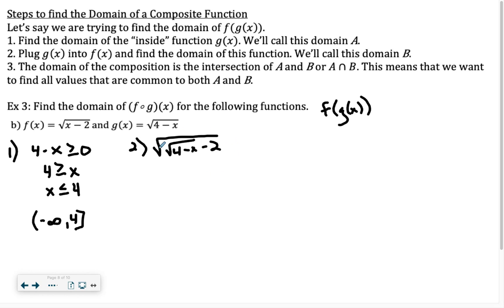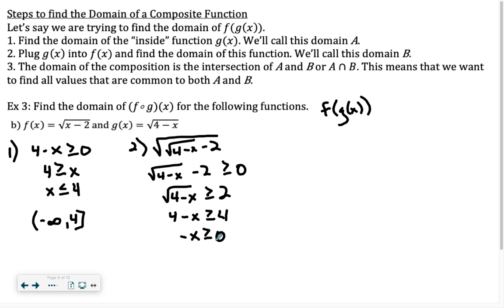Well, again, all we care about is what's on the inside being greater than or equal to 0. So I'm going to say the square root of 4 minus x, then minus 2, has to be greater than or equal to 0. So I can add the 2 over. Get the square root of 4 minus x is greater than or equal to 2. And then I can square both sides. So I would have 4 minus x has to be greater than or equal to 4. Right? Subtract the 4 over, we would get negative x is greater than or equal to 0.